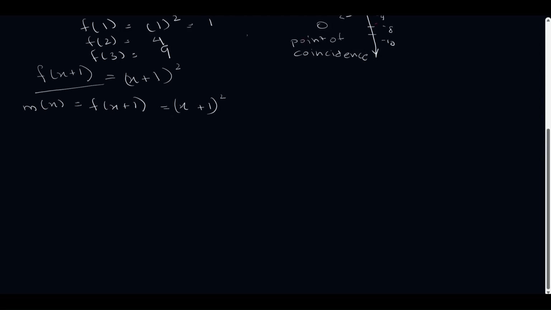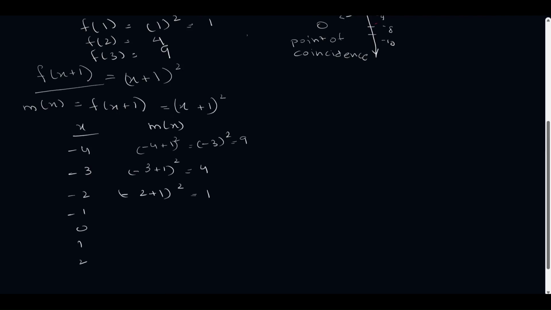So we will see that here our input x will also change. We will start from -4, -3, -2, -1, 0, 1, and 2. And let's try to find the value of m(x) here. So (-4+1) whole squared will be equal to (-3) whole squared, which will be equal to 9. (-3+1) whole squared will be equal to (-2) whole squared, which will be equal to 4. (-2+1) whole squared will be equal to (-1) whole squared, which will be equal to 1. (-1+1) whole squared will be equal to 0. (0+1) whole squared will be equal to 1 whole squared, which will be equal to 1.